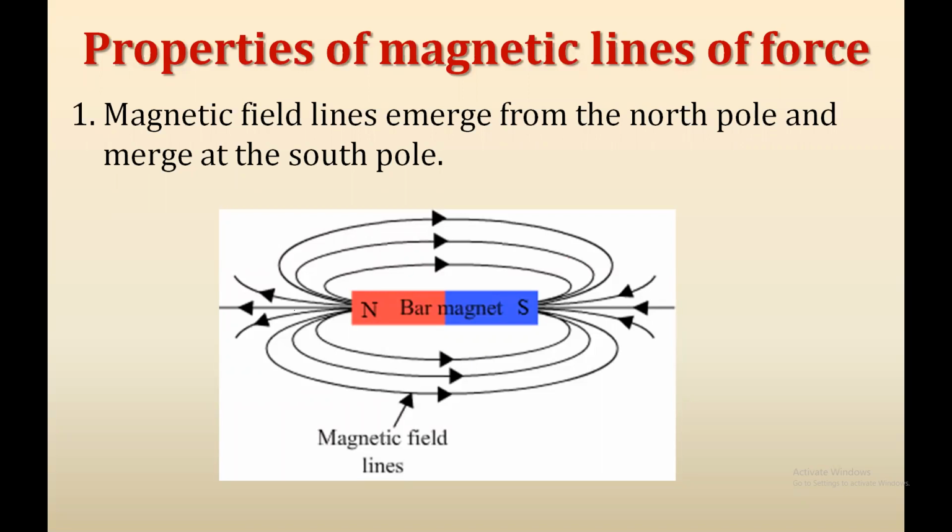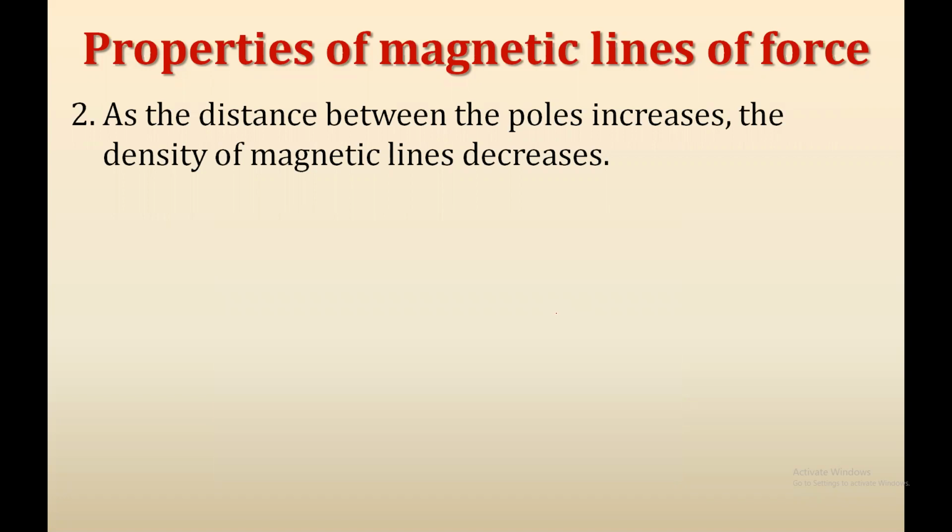And the current is nothing but these magnetic lines. You can compare. These are the similarities between the electric circuit and the magnetic circuit. Is it that clear? So the first property of magnetic lines of force is what? It's always originating from the N pole and terminating at the S pole. So this arrow indicates the direction of magnetic lines of force. The second thing is that as the distance between the poles increases, the density of magnetic lines decreases.